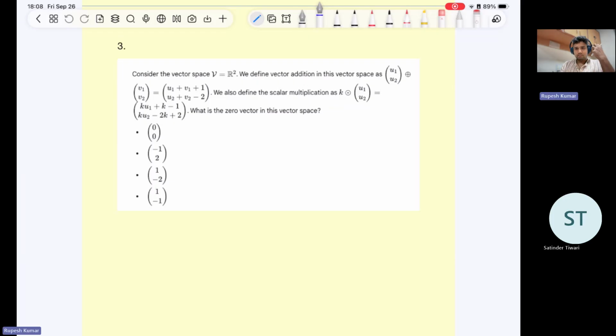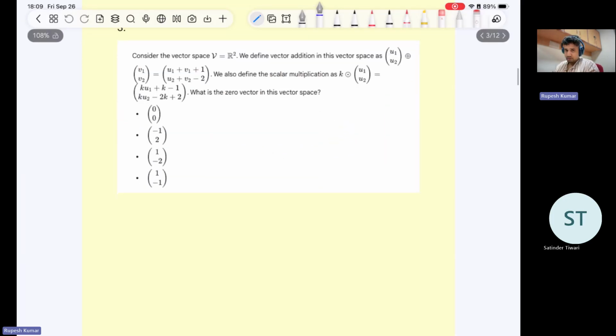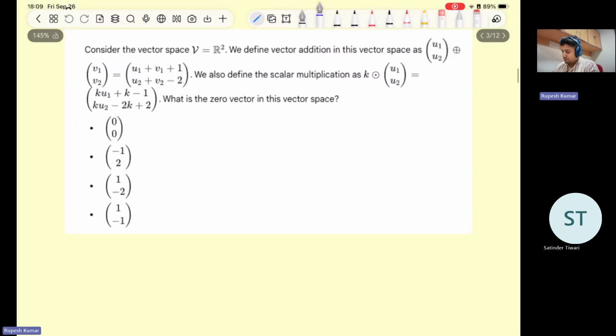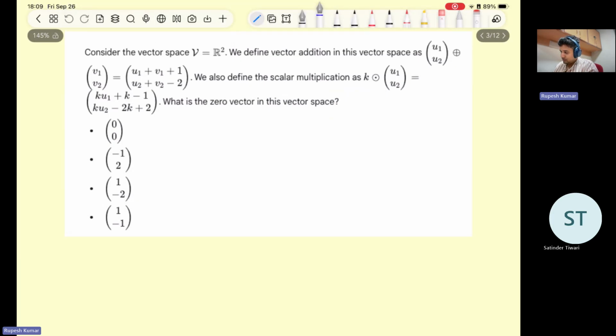Consider the vector space V equals R2 and we define a vector addition. Basically, in vector spaces, two operations are defined. One is addition, and the other one is a scalar product, right? Vector scalar product. Based on that, we have some interesting properties that we use. For this problem, we have changed the addition property to something and the multiplication property to something, right?